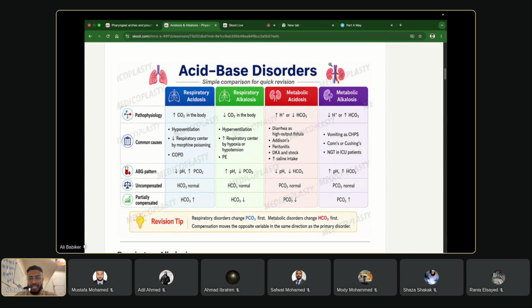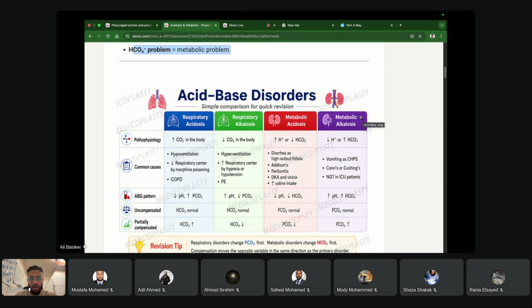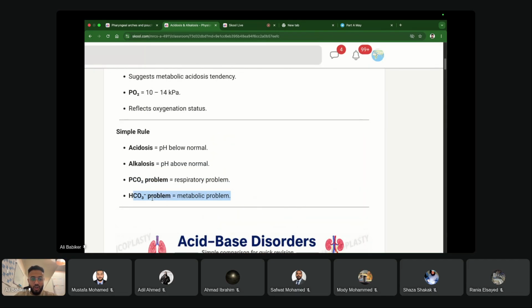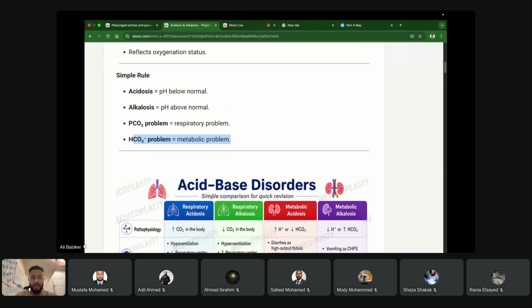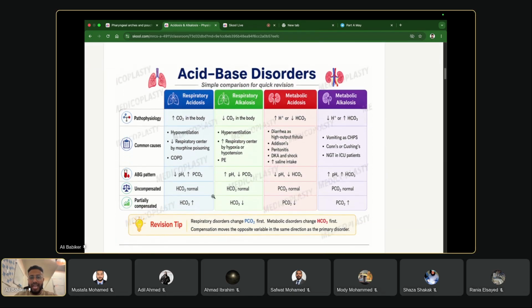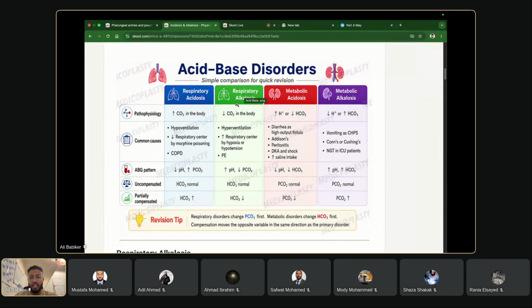How your body will compensate for respiratory acidosis by trying to increase the bicarbonate. Because if you remember here, we said the HCO₃ problem is a metabolic problem. If the bicarbonate goes up, that's metabolic alkalosis. If it goes down, that's metabolic acidosis. And if you have respiratory alkalosis, your body will try to compensate by creating metabolic acidosis, meaning your body will try to get rid of the bicarbonate to make your body acidotic.